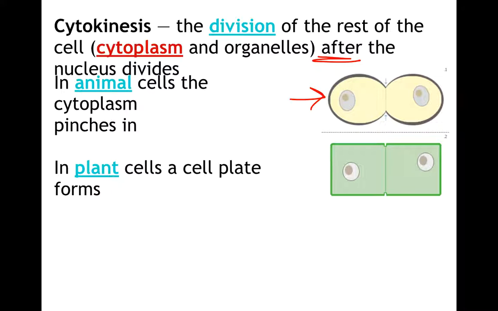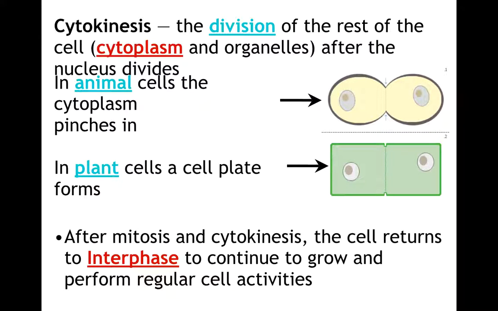So here's my animal cell. And you'll see the cytoplasm starts to pinch in right here. And then in plant cells, you'll notice this plate will start to form. And over time, it just forms more and more. After mitosis and cytokinesis, the cell returns to interphase to continue to grow and perform regular cell activities.